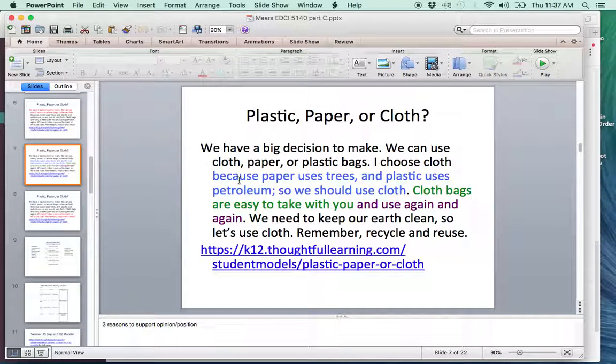This author included his or her opinion that we should use cloth bags and 3 reasons. Paper uses trees and plastic uses petroleum, so cloth should be used. Cloth bags are easy to take with you, and they are easy to use again and again. Those are the 3 different reasons, and I have color-coded them for you. At the end, the author restates his or her opinion.